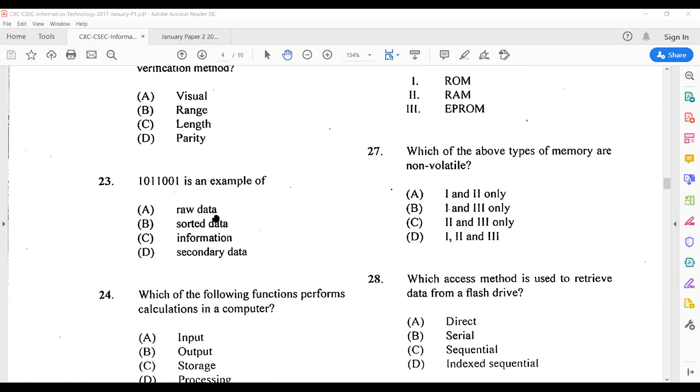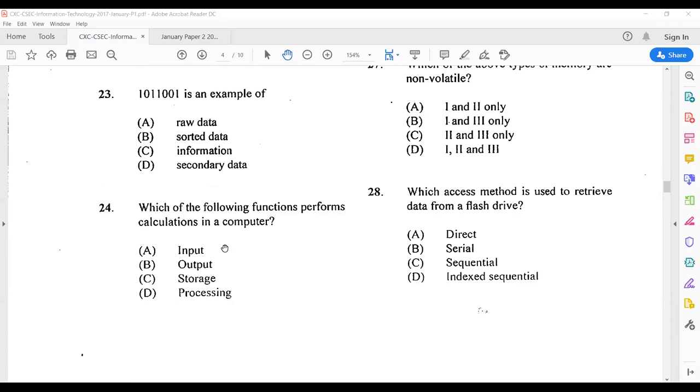Okay, so let's move on to 23. We have a string of binary digits there, right? 101101, and that is an example of raw data, sorted data, information, or secondary data. Raw data. Okay, yes. So the answer for that is raw data. Remember, raw data is just a bunch of numbers or a bunch of letters, right? There's no real meaning to it. And this is just a string of binary digits. And when that data is processed, it becomes information. So the answer for 23 is A, raw data.